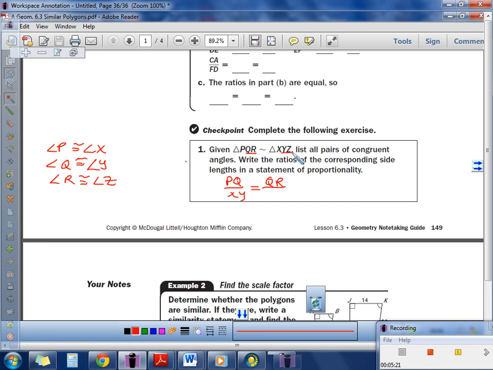They match with YZ. And now the last one you can do a number of different ways. I'll do PR, first last. You might have done last first. That's fine too. And then XZ. There's your statement of proportionality. So that's kind of like an extended proportion. You have three fractions with equal signs in between. These are your congruent angles.